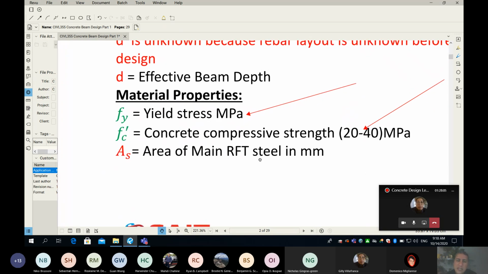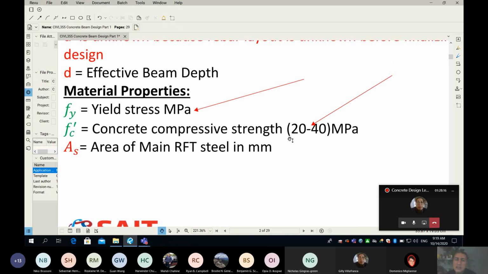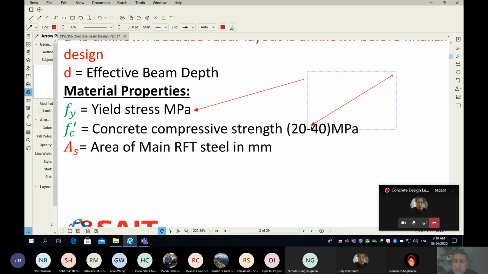How about f prime c, the concrete compressive strength? Is it completely unknown? Can it go from minus infinity to plus infinity? Any civil students will know that it's not completely unknown. We have a range. We always make our concrete between 20 and 40 MPa. Less than 20 is for non-structural reasons, like a filler. Above 40 is very dangerous because there are lots of problems with shrinkage and cracking. So we typically make it from 20 to 40.